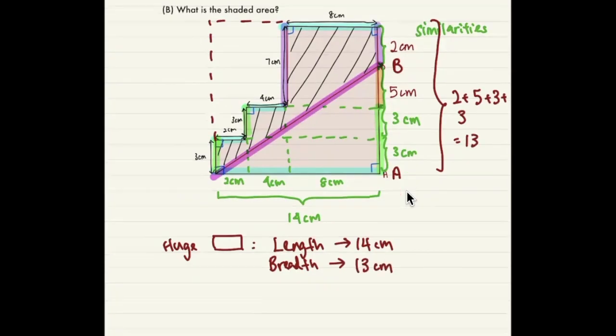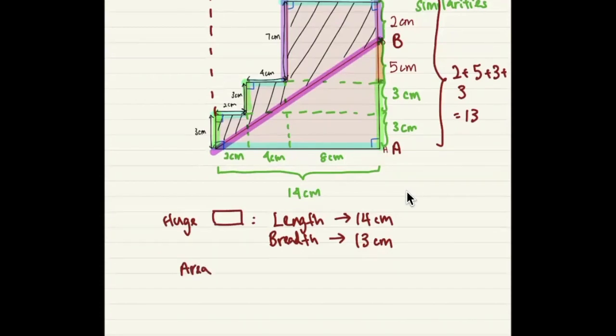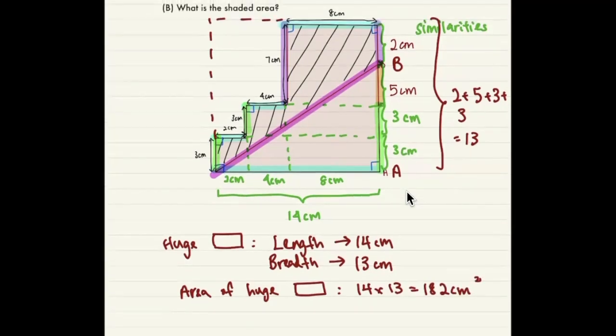Okay, so we'll find the area of the huge rectangle, and we'll get 182 cm square. Okay, and since we are trying to find only the shaded portion, it means I need to minus away this triangle right here. So let's find the area of the triangle. We have the base and the height, which is AB that we found in part A, which is equal to 11 cm. So it'll be half times base times height, and we'll get 77 cm square.